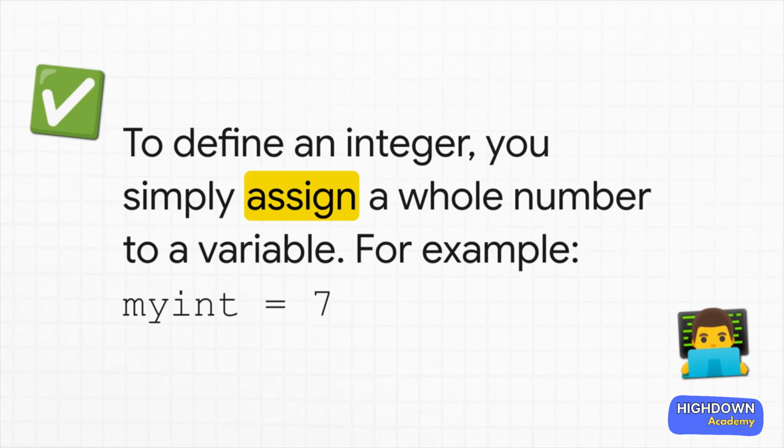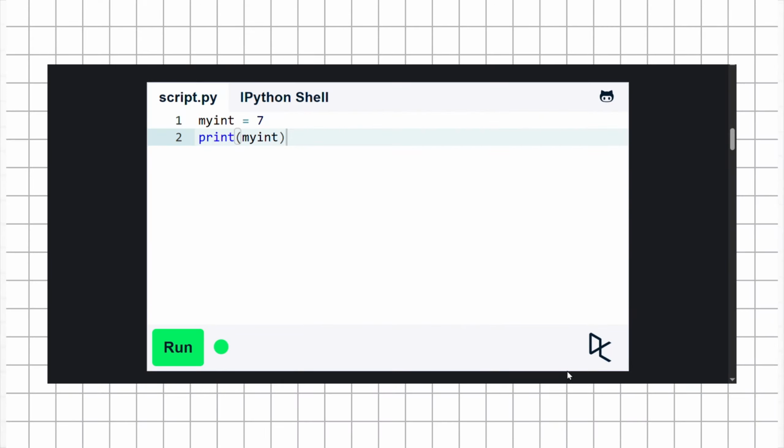And making one of these integer variables? Well, it's just as easy as it looks. You come up with a name for your box. Here, we're calling it myInt. You use a single equal sign, and then you give it a whole number. And boom, just like that, you've told Python, hey, store the number 7 in a box that's labeled myInt.